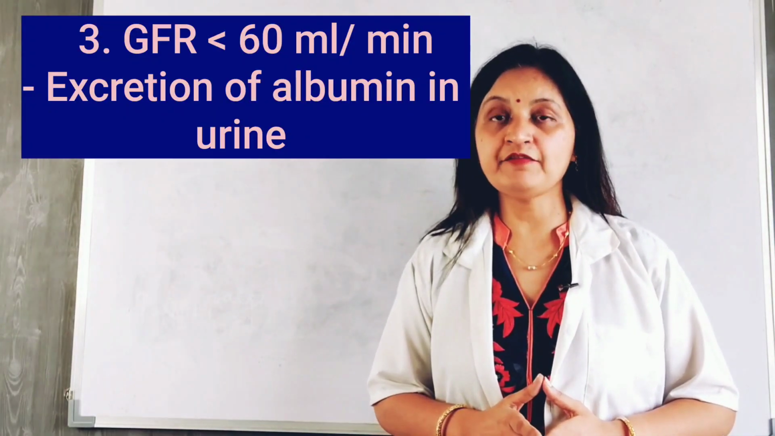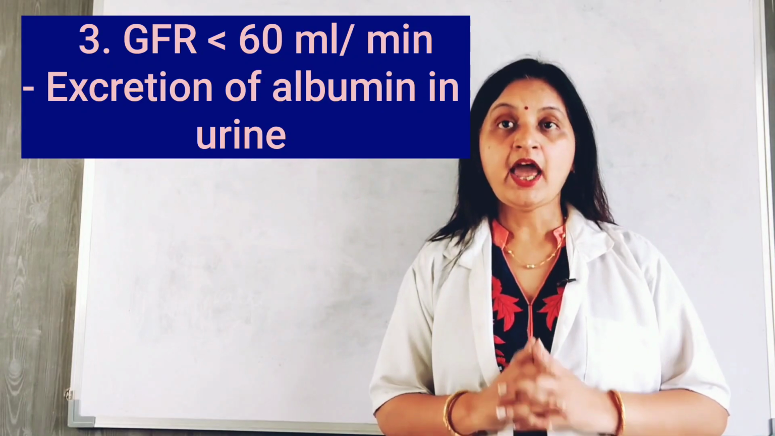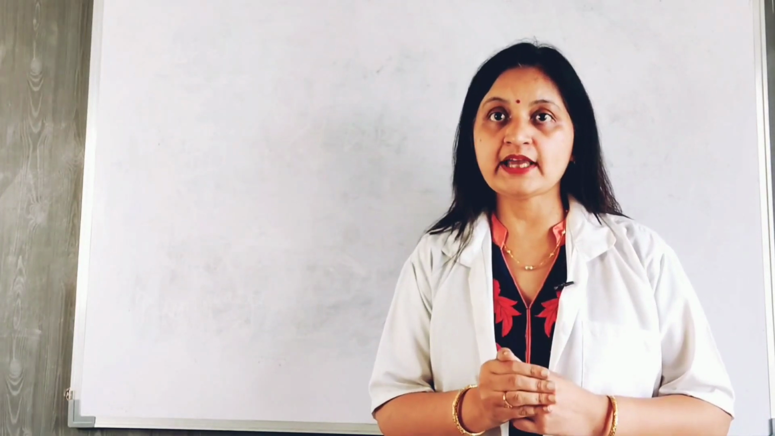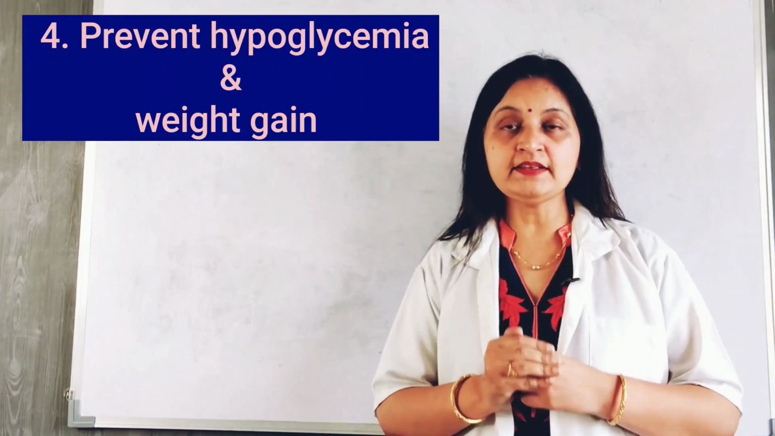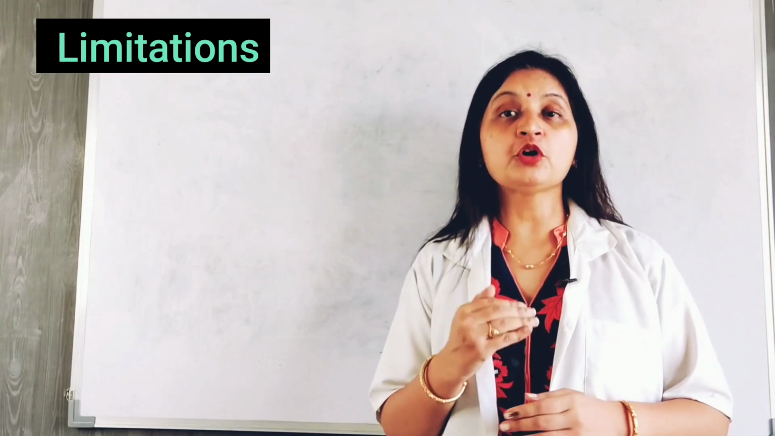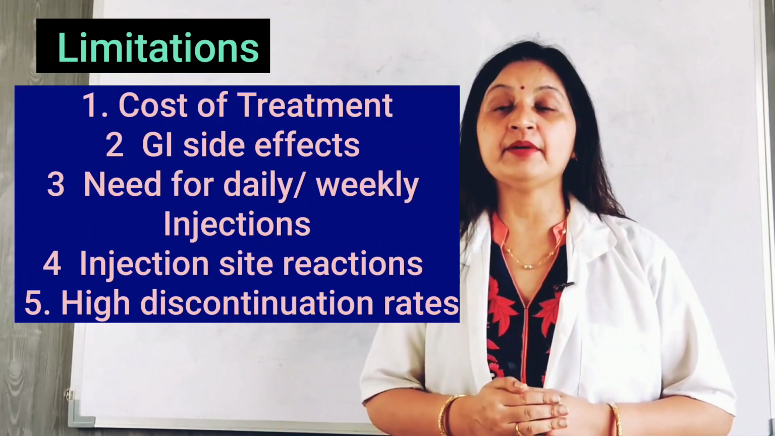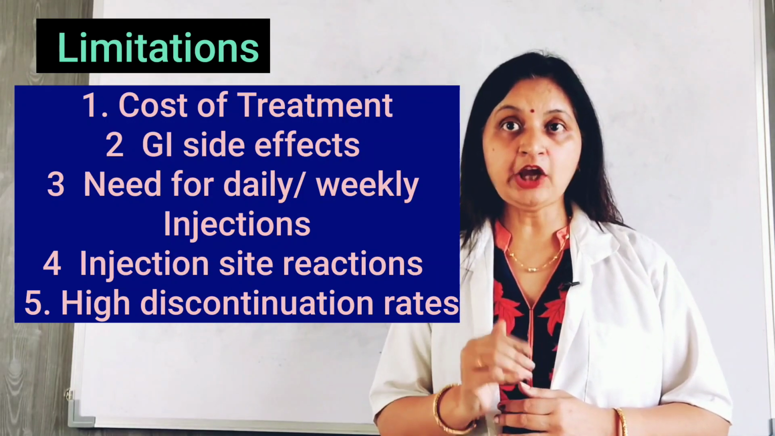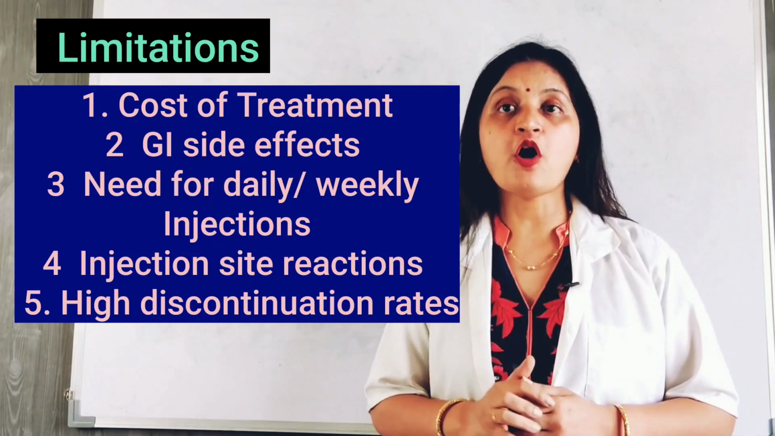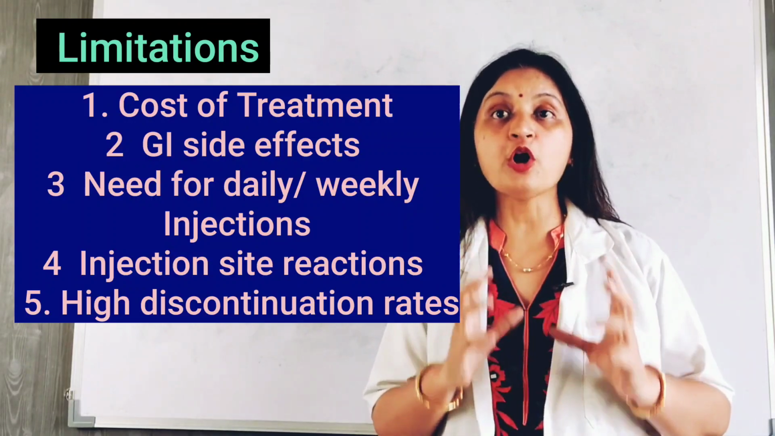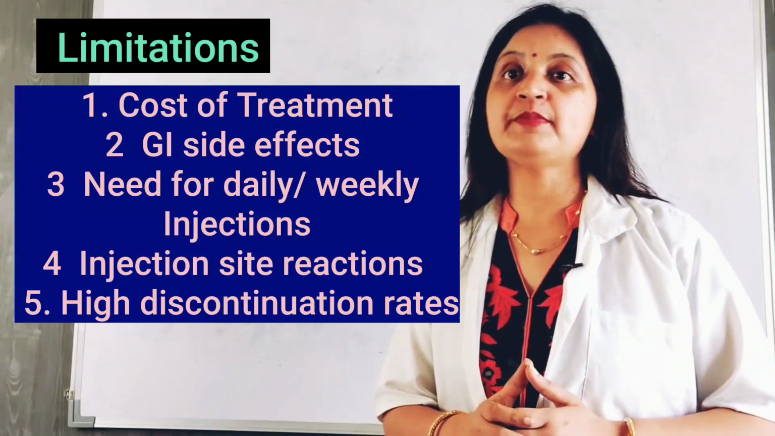Thirdly, GLP-1 analogs are preferred when the GFR is less than 60 ml per minute and when there is excretion of albumin in urine. Lastly, GLP-1 analogs prevent hypoglycemia and weight gain and therefore are used in obese individuals with diabetes mellitus. So what are the limitations of GLP-1 analogs? The main limitation of GLP-1 analogs is the cost of treatment. The cost of treatment is considerably higher than other antidiabetic drugs such as DPP-4 inhibitors, sulfonylurea, metformin. Secondly, the need for daily or weekly injections is a limitation for the use of GLP-1 analogs. This can lead to discontinuation and decreases the adherence. This also discourages the patient to initiate treatment with these drugs.